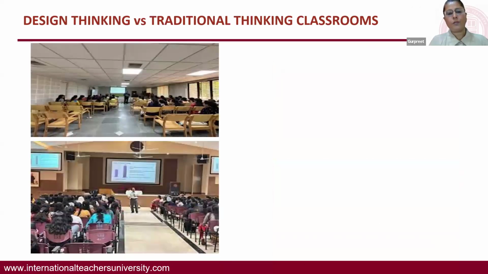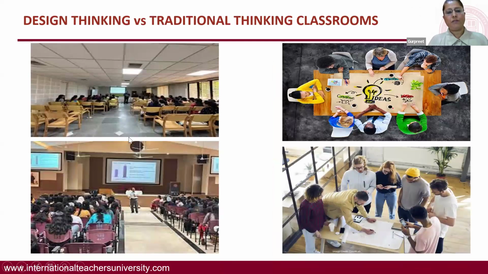So we have case scenarios from real life where we have students seated in a wide hall, a broad hall, but in the form of rows, whereas on the right hand side, the students are seated in clusters. So evidently the left hand side shows traditional thinking classrooms, whereas the right hand side shows design thinking classrooms.